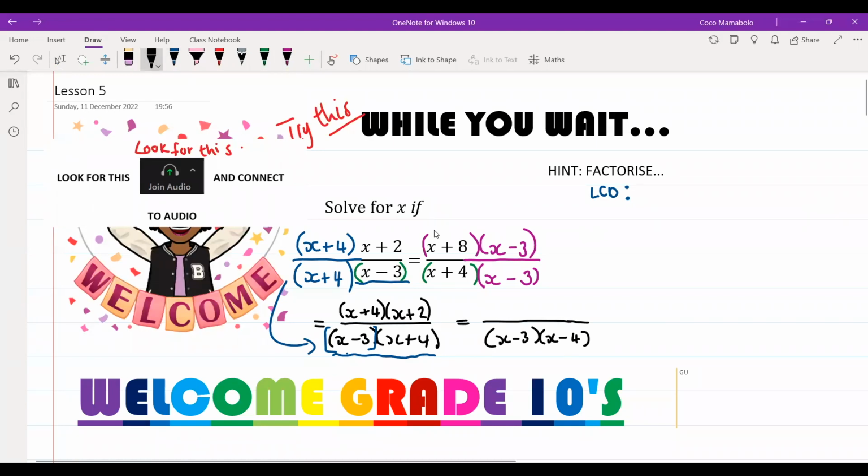Okay, facility says 3 and 8. Okay, we need to be really careful, because the whole x minus 3 and the whole x plus 8 and x minus 3 is what's missing. So we need to make sure that we put that in, x plus 8.